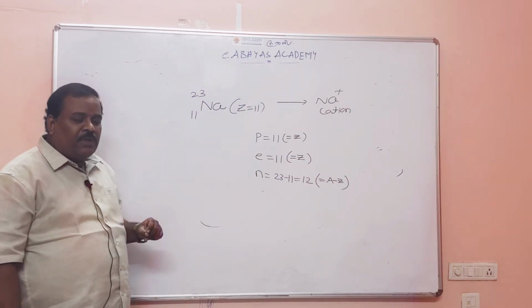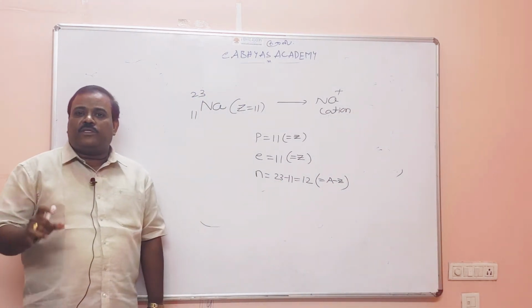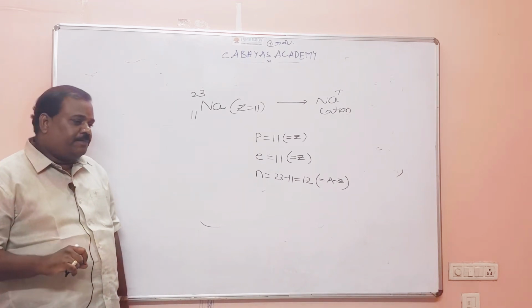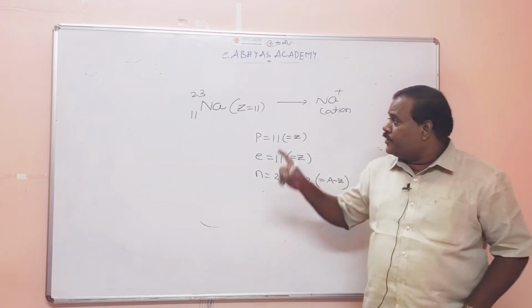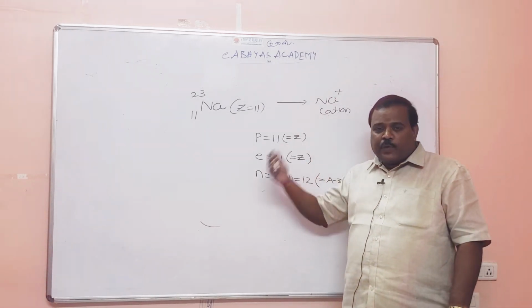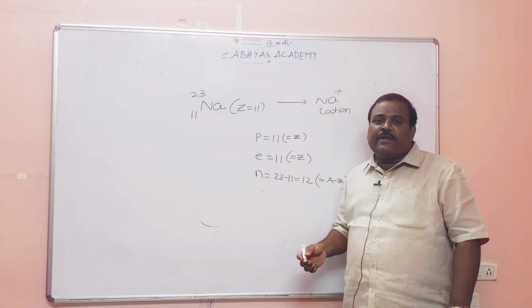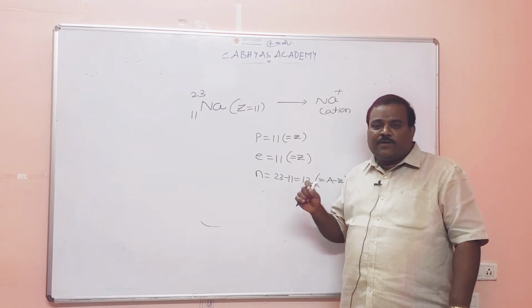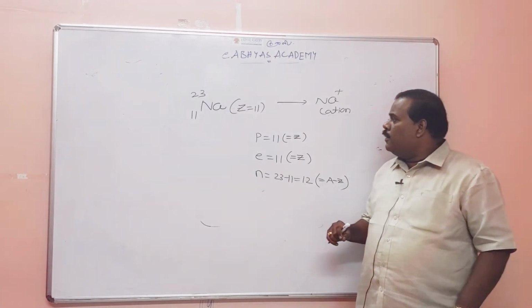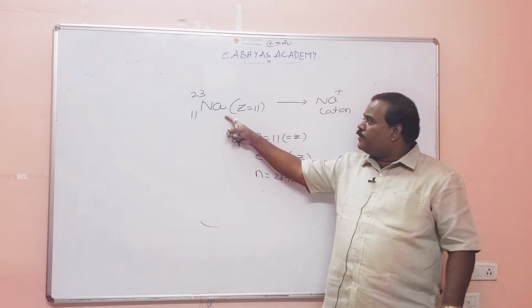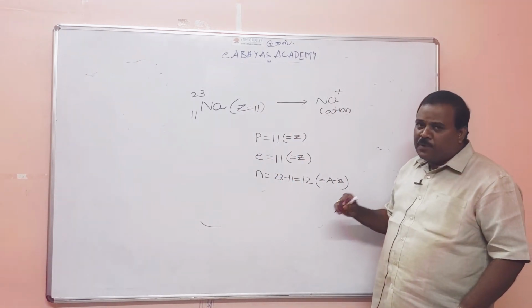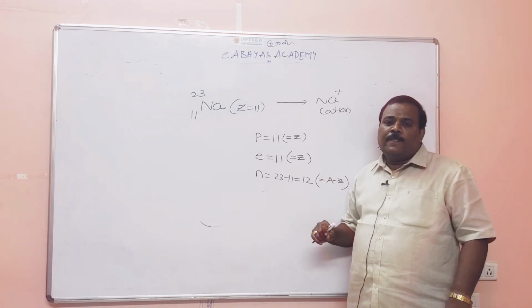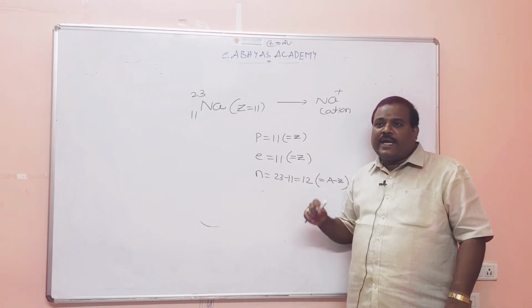The ion formed when a neutral atom loses an electron is called a cation. If one electron is lost, plus 1 is observed. If two electrons are lost, plus 2. Thus a cation consists of only positive charge. So when a neutral atom converts to a cation, there will be no change in protons and neutrons, but there will be a change in electrons only.